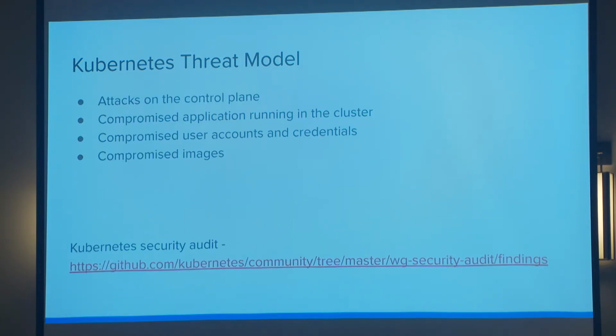So based on that, when I think about the Kubernetes threat model, I think about attacks on the control plane. So that's basically interacting directly with the API server. I think about compromised applications that are running in the cluster, so workloads basically. I think about compromised user accounts and their credentials. And I think about compromised images, so basically tricking a company or service to run some malicious code that I've created as part of their cluster.